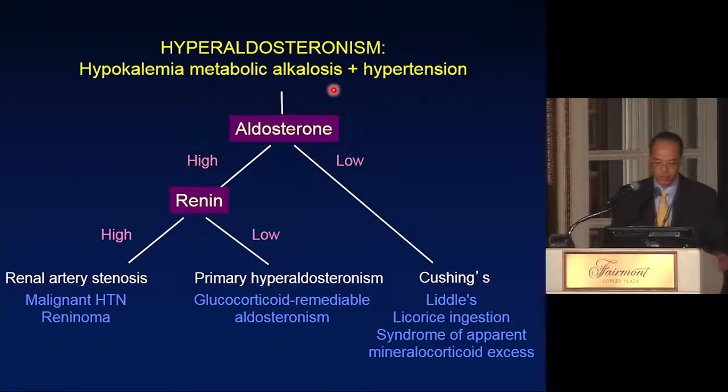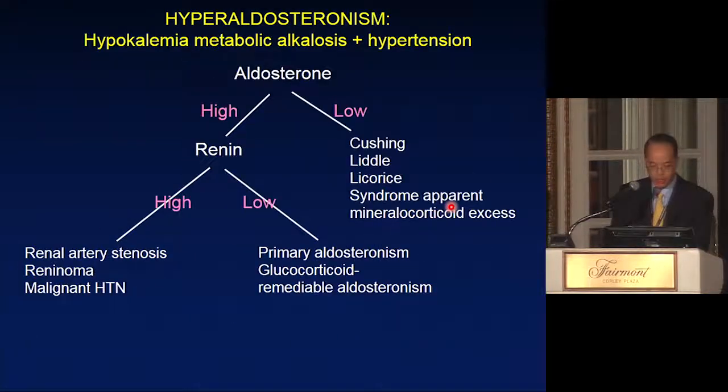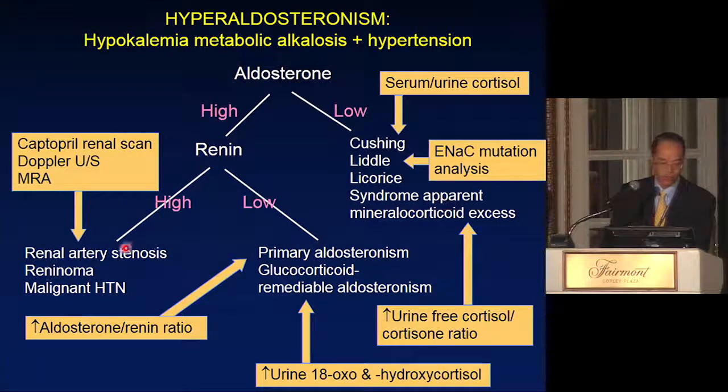So you saw this picture already in association with hypokalemia. So hypokalemic metabolic alkalosis with hypertension is hyperaldosteronism until proven otherwise. And here's the differential diagnosis. And here again is the workup that you would expect to do depending on which arm of this you think is suspicious.